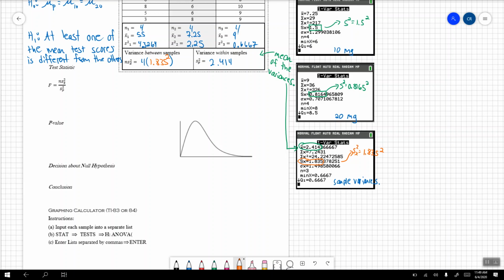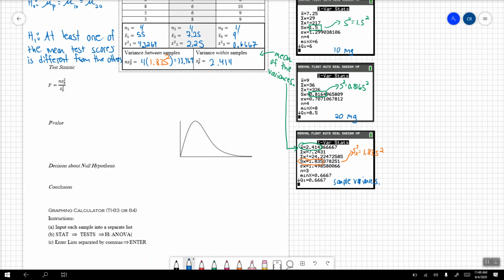So now all we need to do is calculate these values, or this first value here. I'm just going to do this on my calculator. 4 times 1.835, and then I'm going to square that 1.835. And in here I get, let's change the color back to blue here, 13.469. There we are.